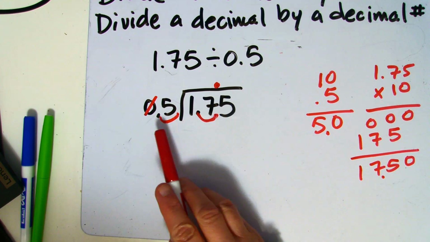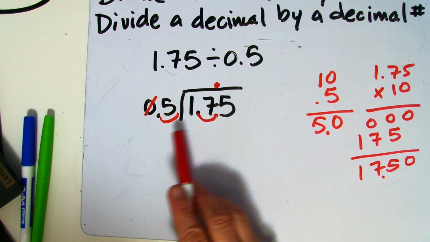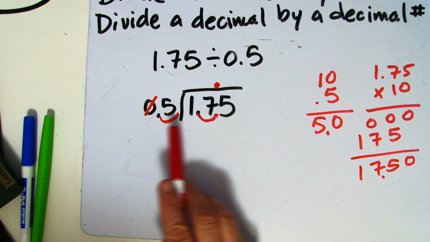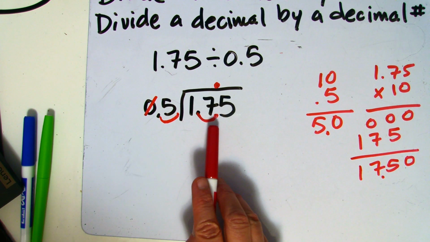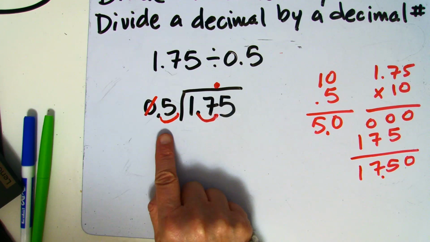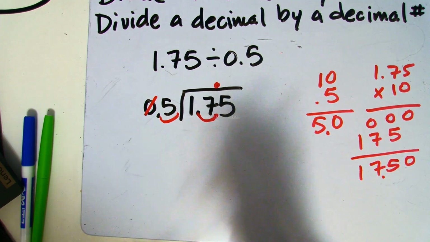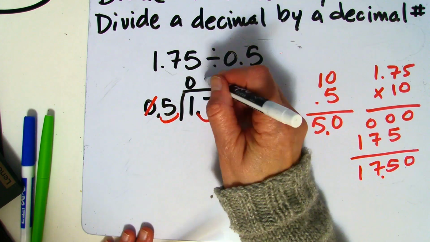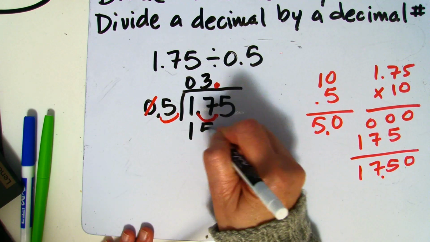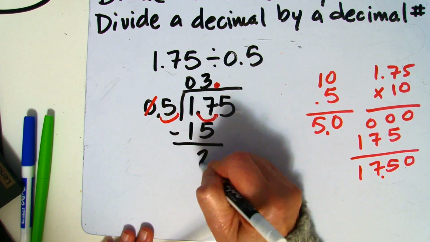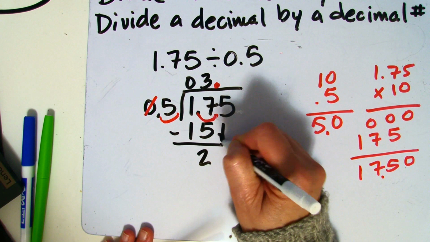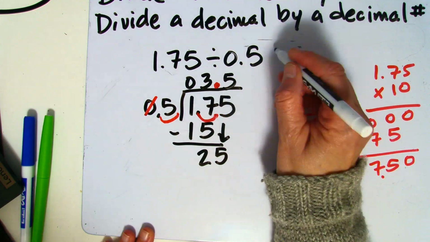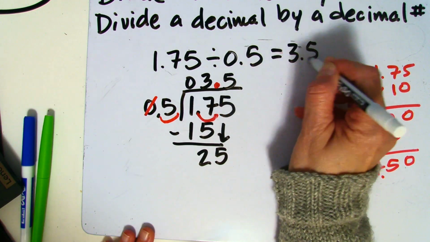If I didn't move the decimal point the same amount of spaces in my dividend as in my divisor, my answer would be incorrect. So let's go ahead and solve this. 5 does not go into 1. I could put a 0 here. 5 goes into 17, however, 3 times. So that's 15. I get a remainder of 2, and I want to bring down that 5. 5 will go into 25 5 times. So my answer is 3 5/10.